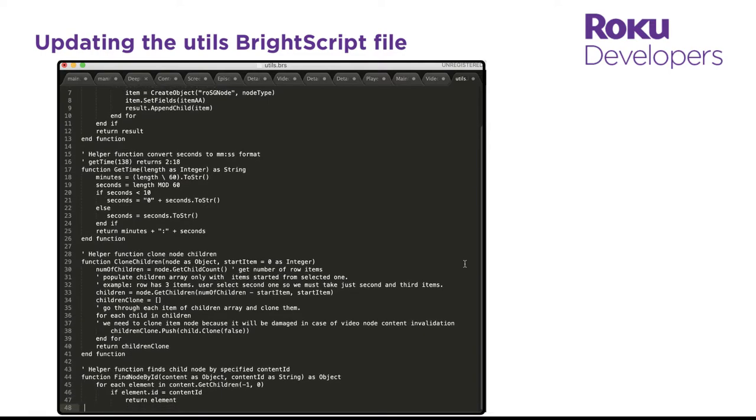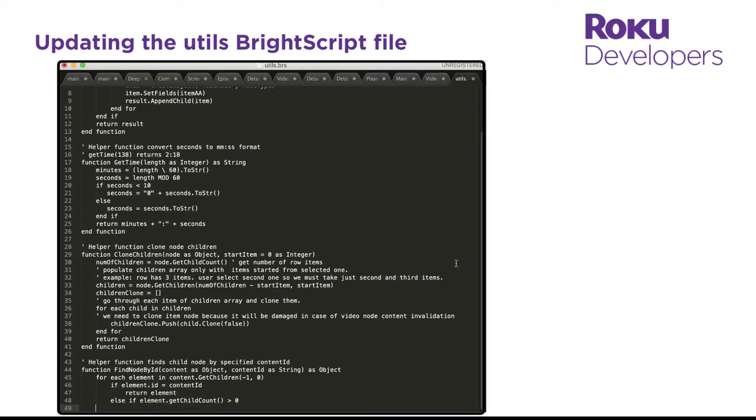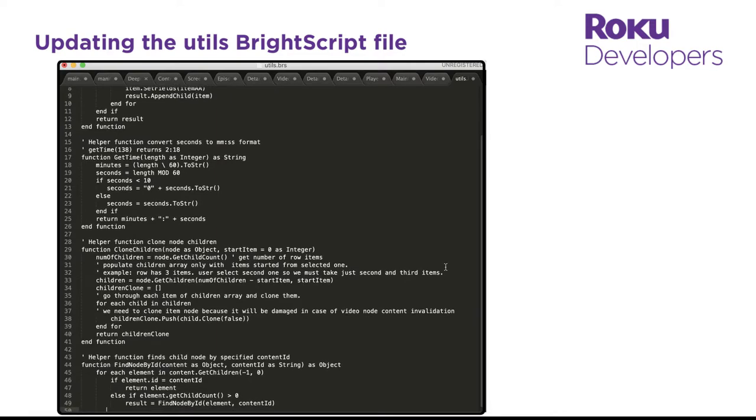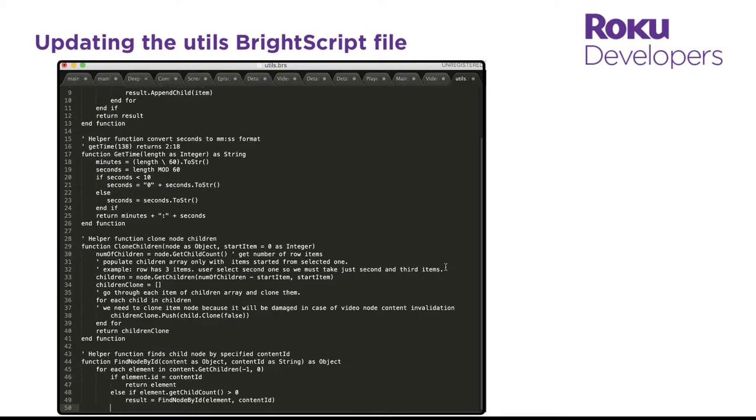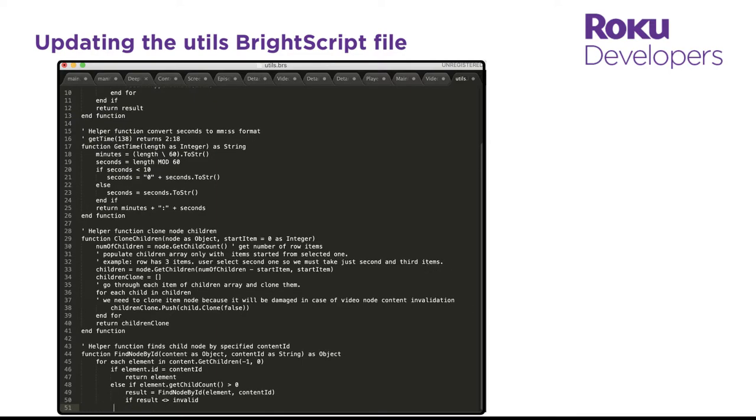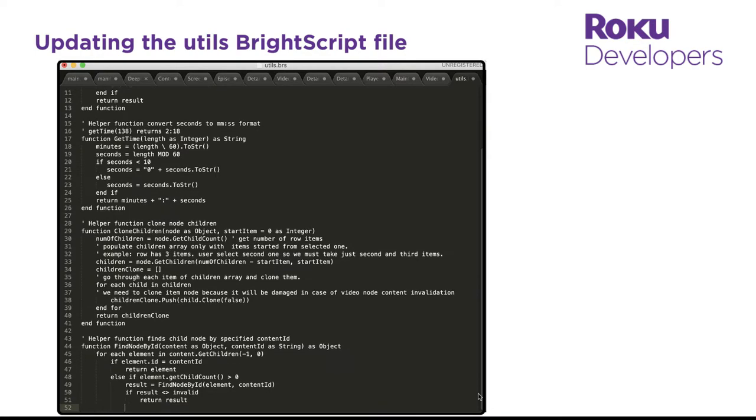If there are no matches, which will happen in the case where the element is a series, we'll check whether the series element node contains any episodes by calling its getChildCount method and verifying that it's greater than zero. If there are episodes, we'll make a callback to the find node by ID method with the series element and the content ID. This will loop through the series and check if any episodes in it have the matching content ID. If there is a match, we'll store it in a result reference variable, and then we'll return this reference. Now, if there are no matches, this method will return invalid.